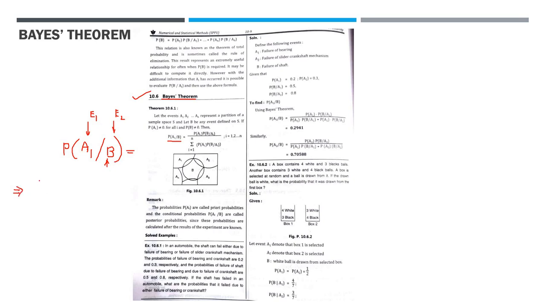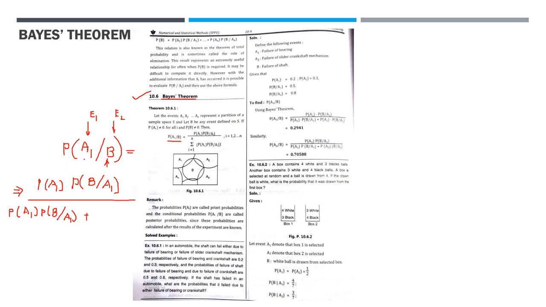For writing the formula, this is written as the probability of the first event, then the probability of B, event 2, given the event 1 has occurred, and divided by the same thing written here. So this is the probability of A1, then the probability of B given A1.